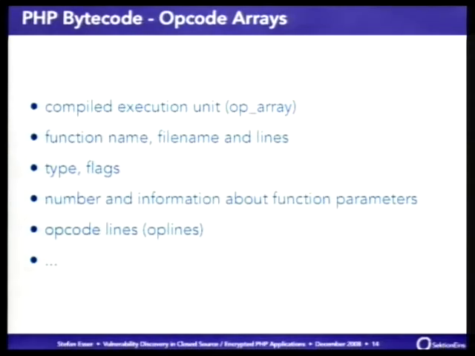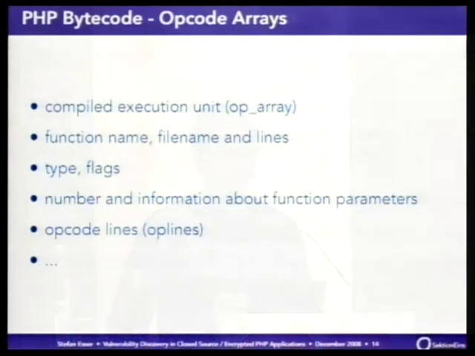There's some type information, like which kind of function, which kind of method this is, a private, protected, or public one. And there are some other flags, like if this is an internal function or a user space function. And of course there is also information about the function parameters. So within the opcode array there's a table of allowed function parameters with their default values, with their type hints if there are any, and of course there's also the number of minimal needed parameters and the maximum number of parameters stored within the opcode array.